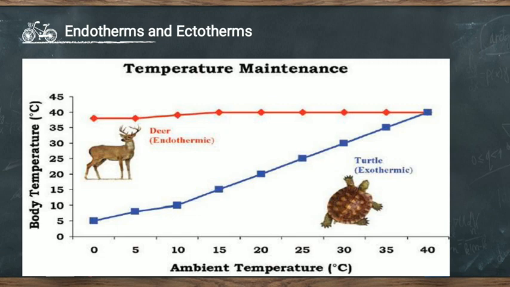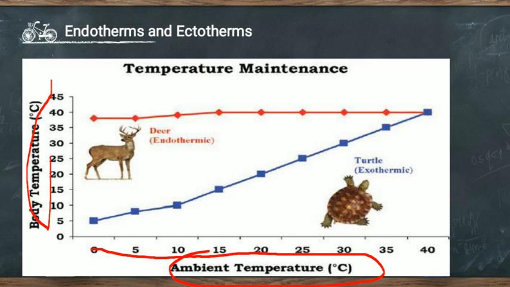Now let's consider this graph. The horizontal axis shows the environmental temperature, whereas the vertical axis shows the body temperature. We have two living organisms. We have an endotherm, a deer, and an ectotherm, a tortoise, a reptile. Now, for the ectotherms, as the environmental temperature increases, their body temperature also increases, as you can see in that blue curve, this one.